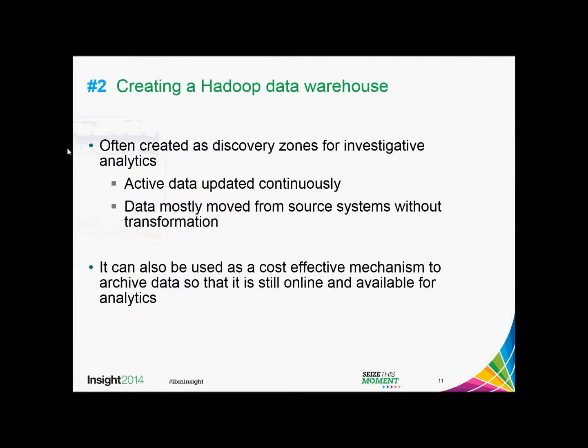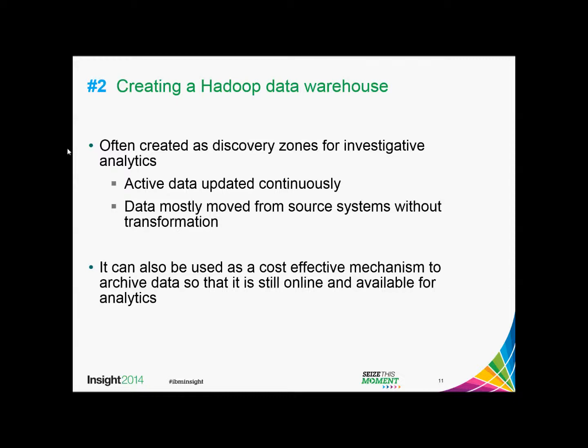Trend number 2, creating a Hadoop data warehouse. There are a couple of reasons our clients are thinking about this. One is as a discovery zone, a place for their data scientists to look for new business value in their existing information assets. In that world, the active data, the data that changes as your business operates, they want updated continuously into their discovery zone. And as a general principle, they don't want transformations to occur. They want all the data there as it existed in the source system, so that you're not making any prejudgments about what will be interesting data for them and what sort of analytics they'll want to do.